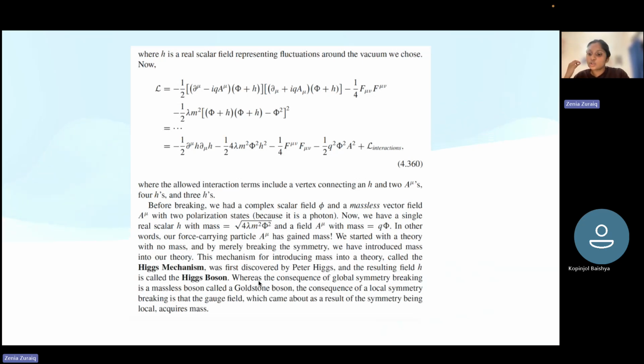But if we start with a local continuous symmetry, then first of all, we can't just write the Lagrangian as it is. We have to introduce a covariant derivative. In order to introduce a covariant derivative, we also need to introduce this gauge field. And when you break this continuous local symmetry, the gauge field, which initially did not have mass, ends up gaining mass. This was the Higgs mechanism, which was first discovered by Peter Higgs. The excitation of the Higgs field is called a Higgs boson. The consequence of global symmetry breaking is a massless boson called the Goldstone boson. The consequence of local symmetry breaking is that the gauge field, which came about as a result of the symmetry being local, acquires mass.